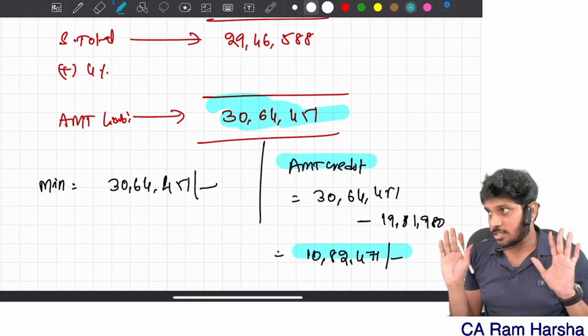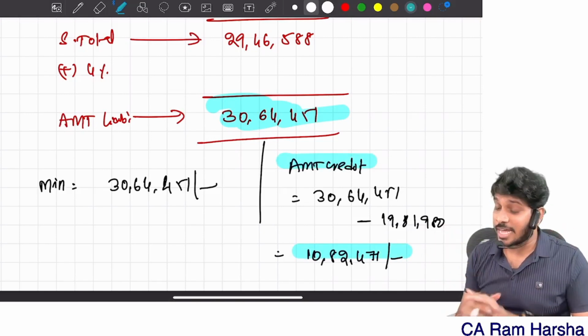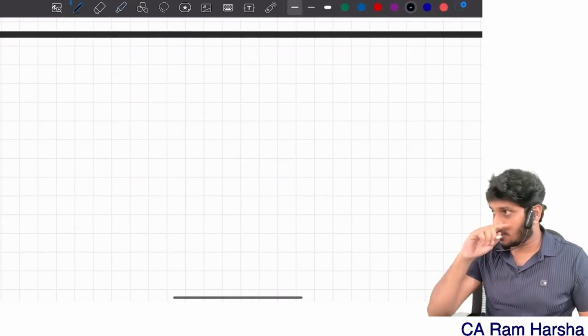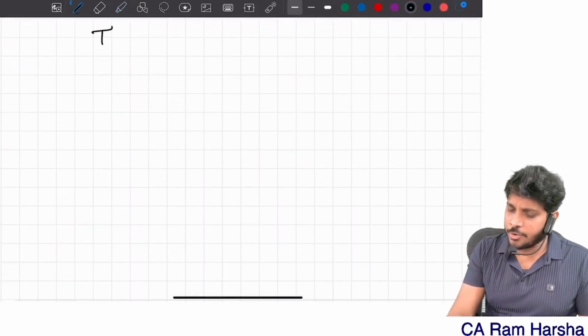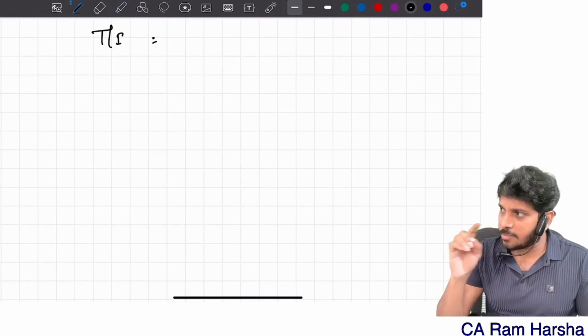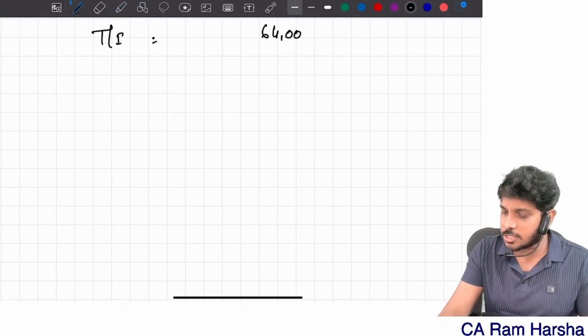That is under the normal tax regime I computed. Now I will go for the default tax regime. Okay, how do I compute the default tax regime? First I will see total income as per normal tax regime. How much is it? 64 lakh.